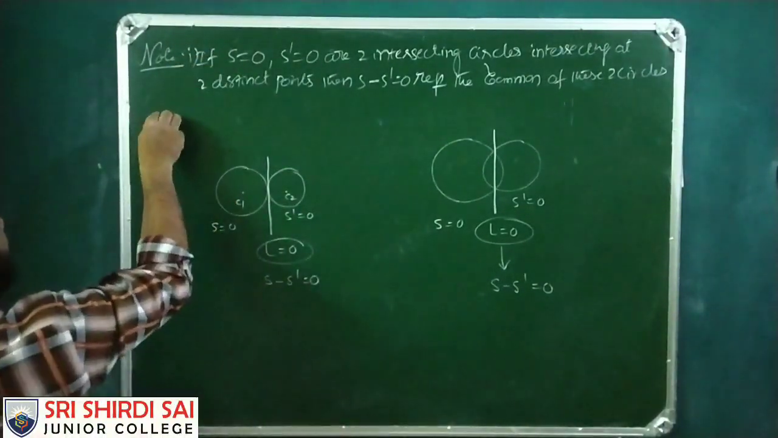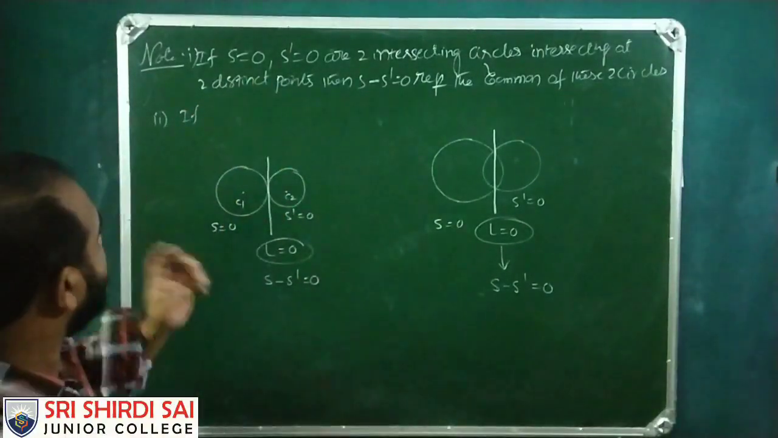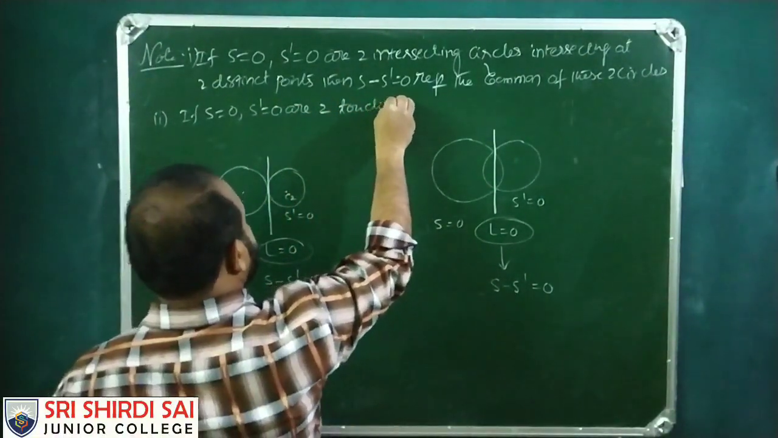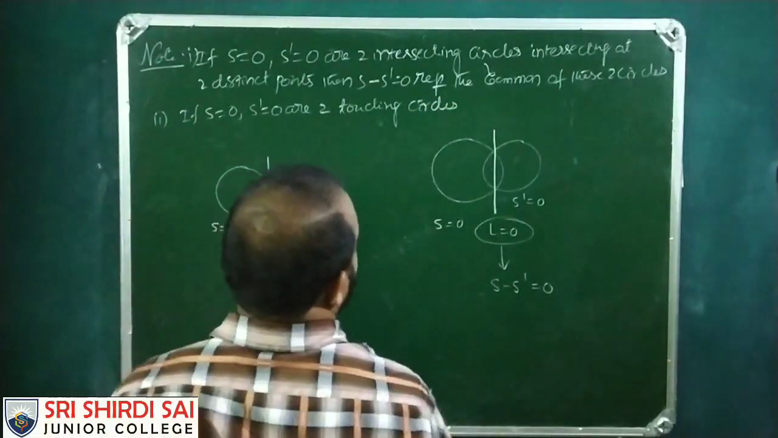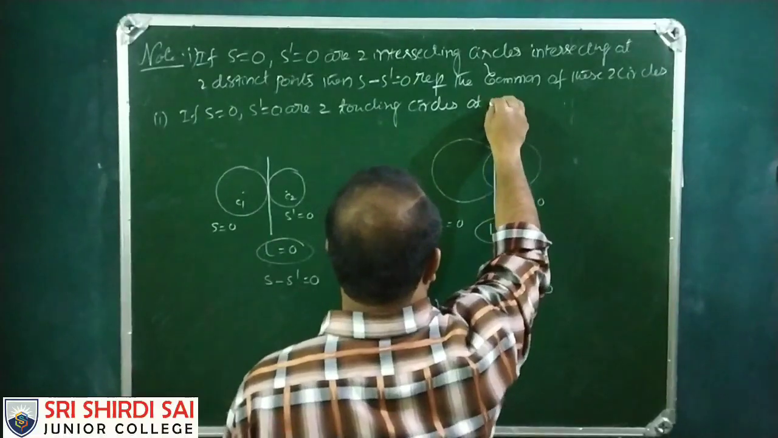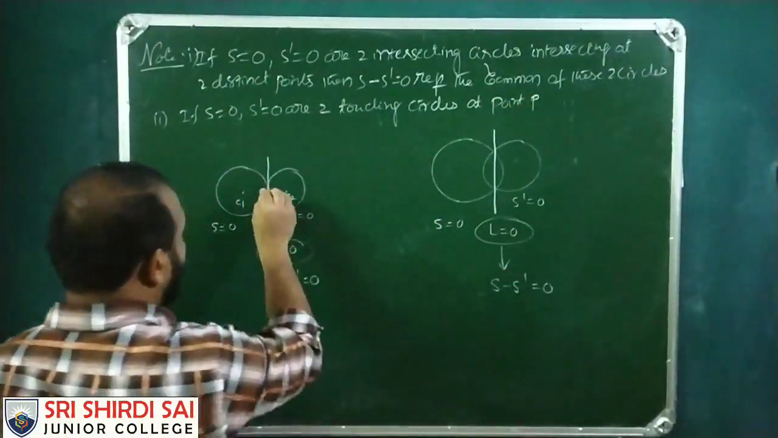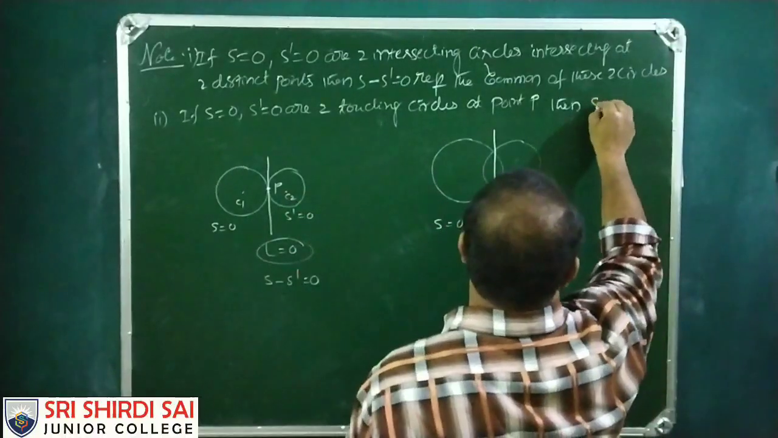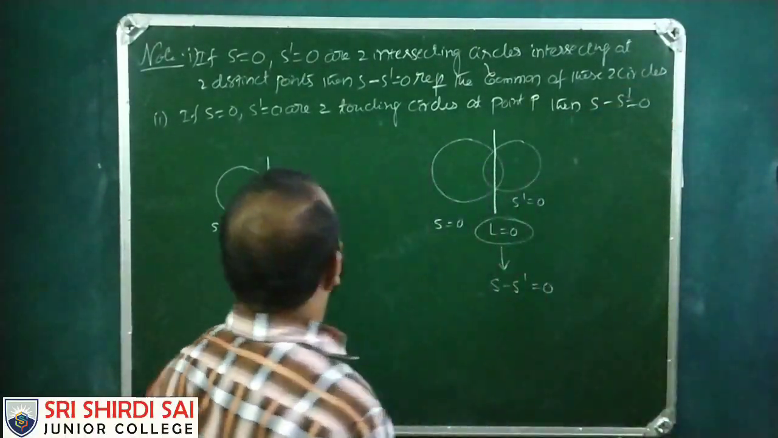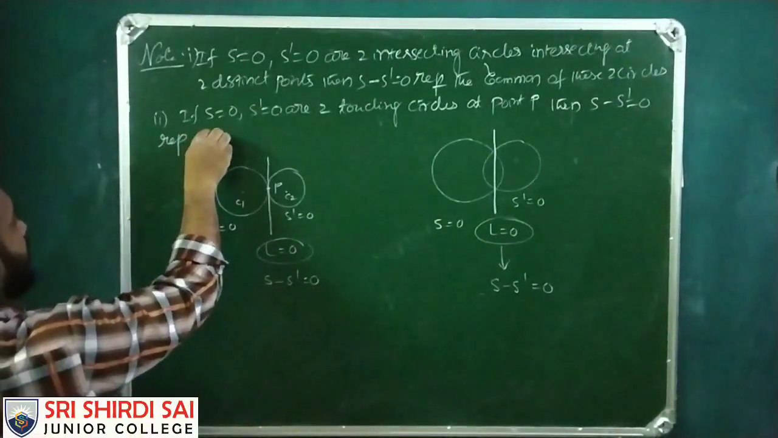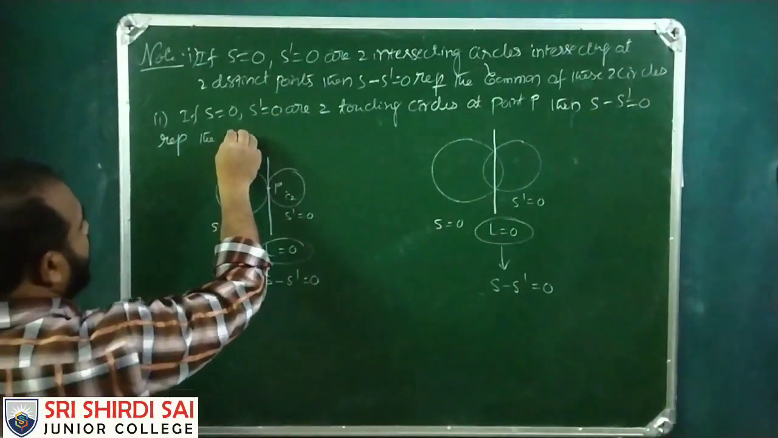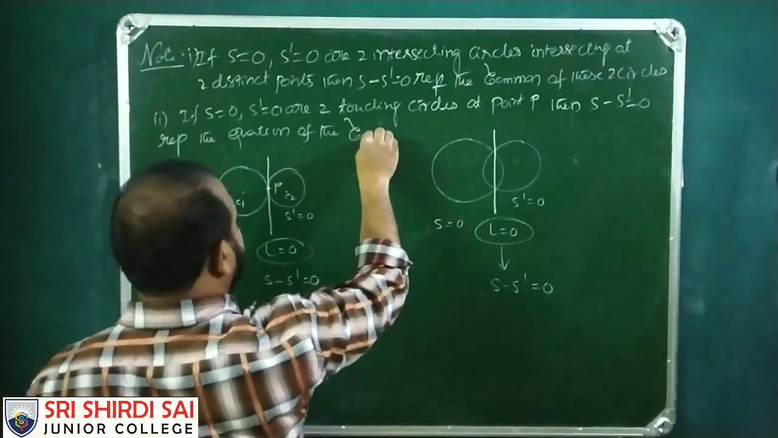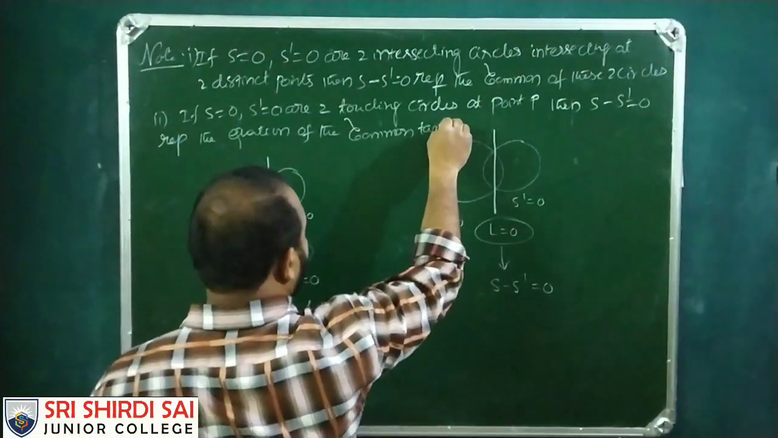So second one is, if S equals 0, S dash equals 0 are two touching circles at a point P, then S minus S dash equals 0 represents the equation of the common tangent. So we can even prove this as well.